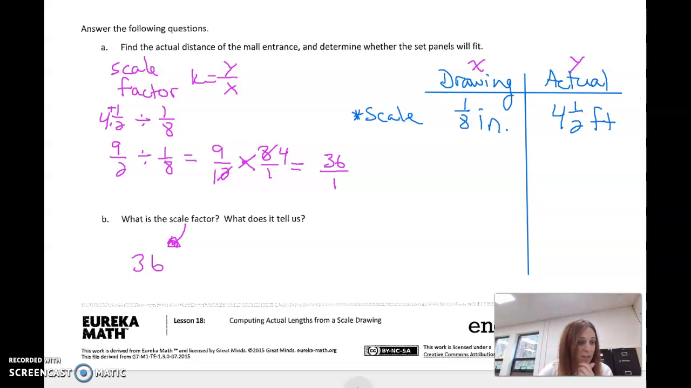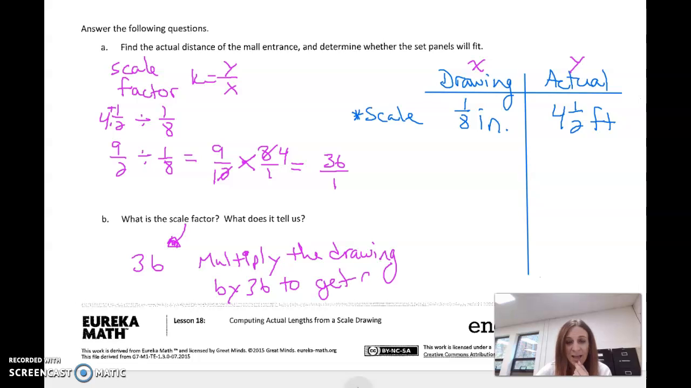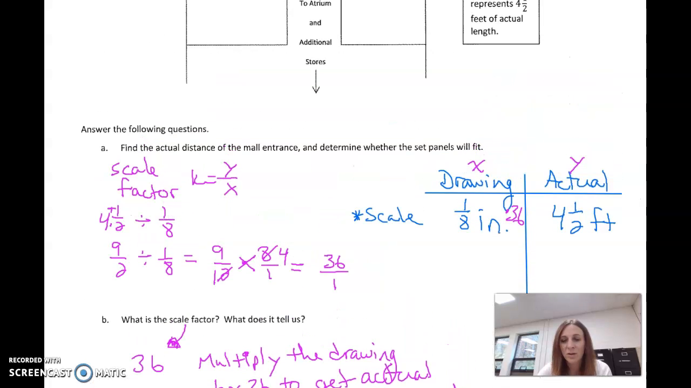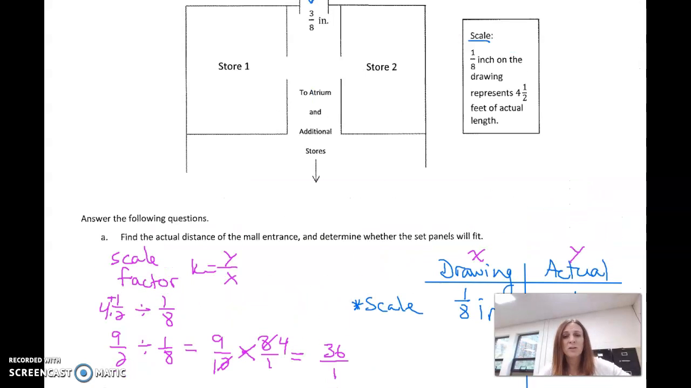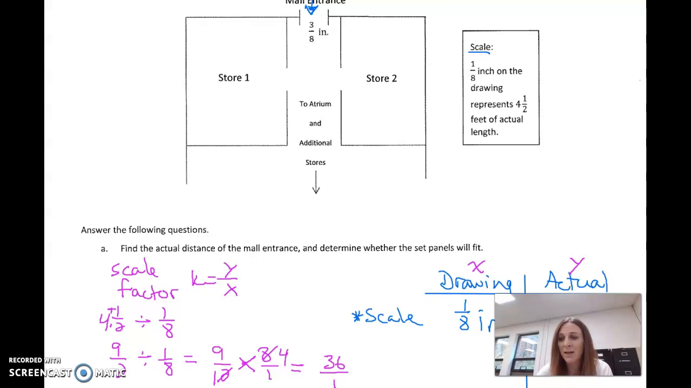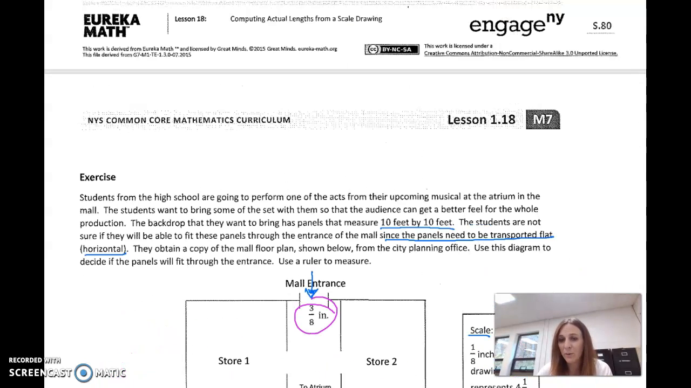What does it tell us to do? Well, it tells us to multiply the drawing lengths, but I'm going to say the drawing, by 36 to get actual measurements. Times 36. So now we're focusing right now on the mall entrance. So really, our mall entrance is all we're interested in. We don't need any of the other things. So I'm going to take my 3/8 of an inch right here and see if that works.